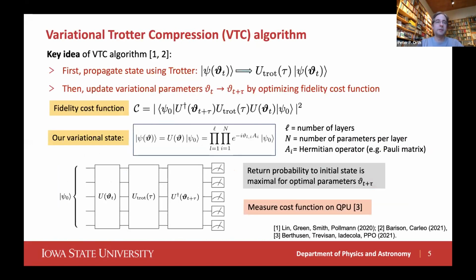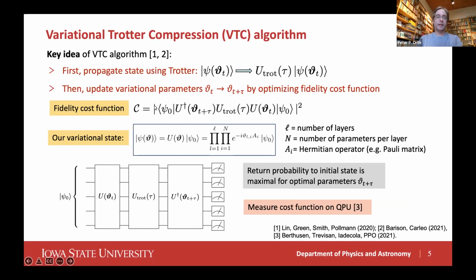Okay, so what is the key idea of this algorithm, which is called the Variational Trotter Compression algorithm? The idea is you first propagate a state, for example, the initial state or a previously produced variational state. You propagate it in time using the Trotter product, and then you try to compress it. You update the variational parameters by optimizing a fidelity cost function.